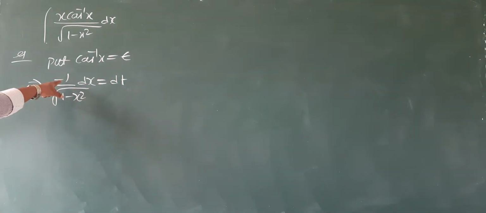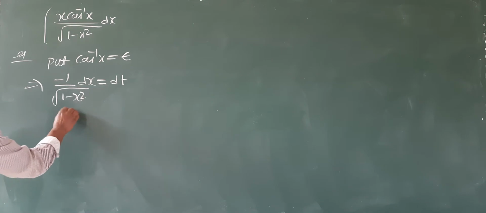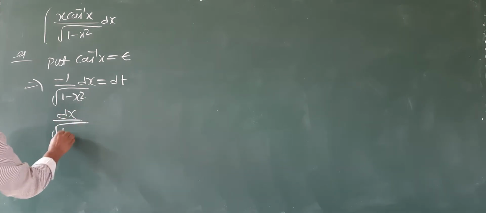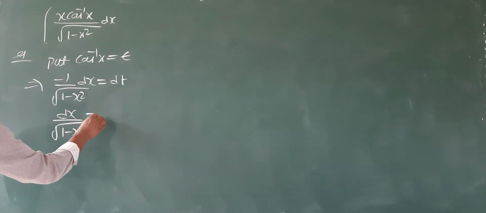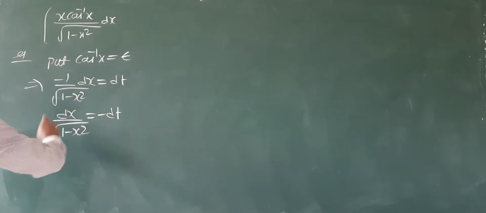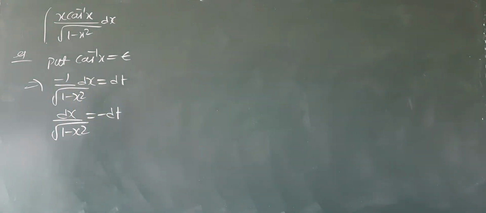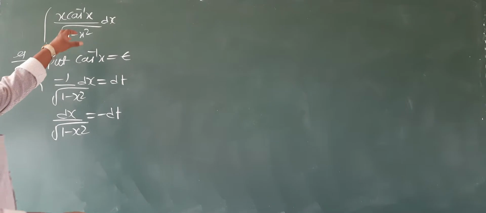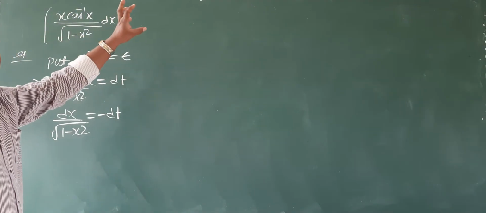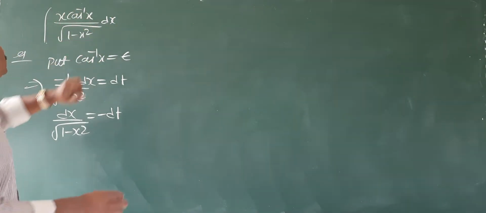This minus is not required on the left side. You send it to the right side. So dx by root 1 minus x square is equal to minus dt. Putta method means changing all externals into t. You change all externals into t.